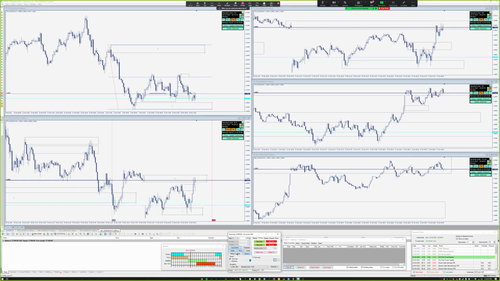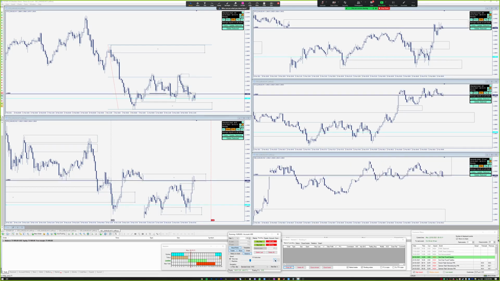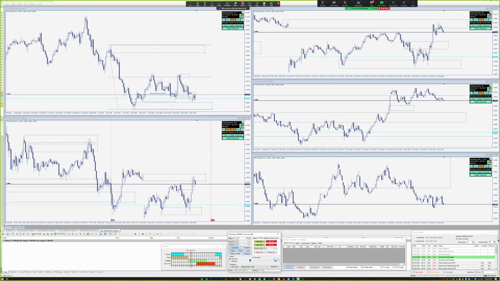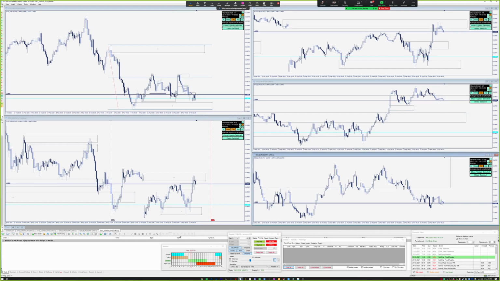Looks like we just got swept by a tick on that one. Oh, price is just ranging. Let's see if we can re-enter it. Okay, for this one, we're going to take another Aaron type trade here.